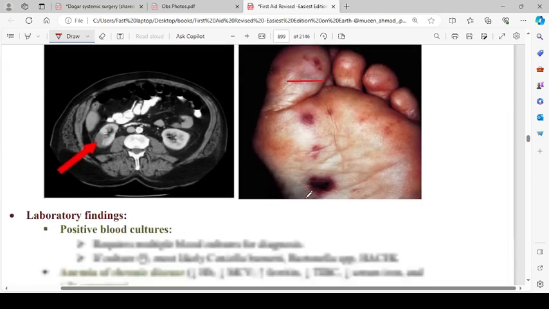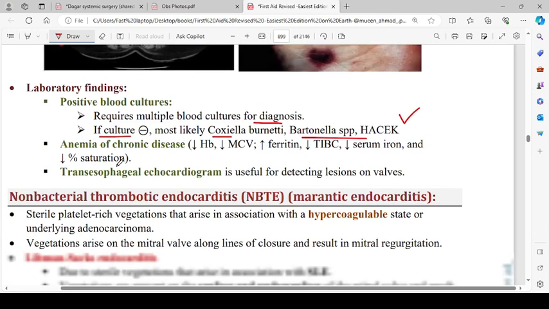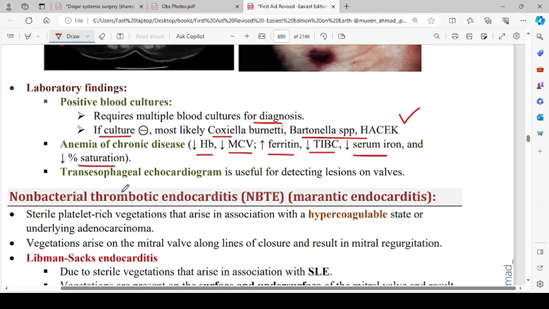Laboratory findings: positive blood cultures require multiple blood cultures for the diagnosis. If culture is negative, most likely Coxiella burnetii, Bartonella species or HACEK organisms. Anemia of chronic disease: decreased hemoglobin, decreased mean corpuscular volume, increased ferritin, decreased total iron binding capacity, decreased serum iron, and decreased percent saturation. Transesophageal echocardiogram is useful for detecting the lesion on the valves.